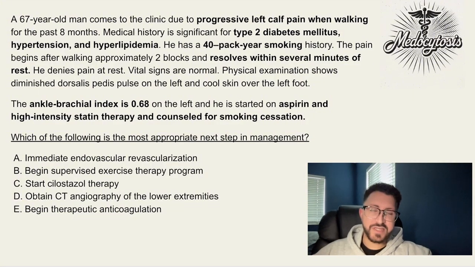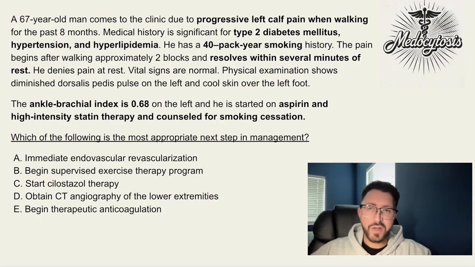D, obtain CT angiography of the lower extremities. This could also be a potential answer. I could see how someone would choose this. However, in the question, we've already done the ABI, the ankle brachial index, and it's 0.68, indicating there is peripheral artery disease, causing claudication to the leg. There's not a lot of blood flow getting there because of a plaque. So CT isn't really necessary here because you already know that there's a plaque there.